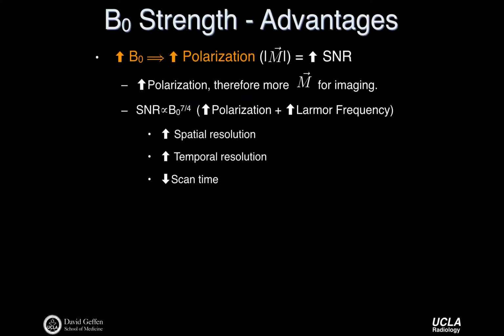We said this before, a little bit about B0 strength and what the advantages are of having higher and higher B0 strength. Well, increasing the B0 will increase the polarization. We'll see in a second how we actually have spins in the so-called spin-up and spin-down orientation. And we can manipulate the population of the spin-up versus the spin-down state through the application of higher and higher fields, which give us more and more polarization. In principle, that gives us more bulk magnetization, and the more bulk magnetization we have for imaging, that should have some impact on improving overall image quality. Without getting into too many details, the signal to noise in our images is proportional to about B0 to the 7/4. And so we could use that increased field strength to maybe improve our spatial resolution, maybe improve our temporal resolution, or maybe decrease our scan time.